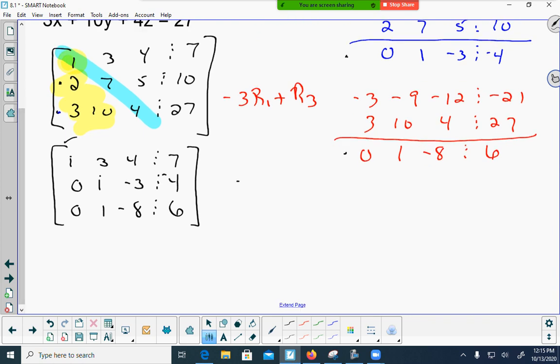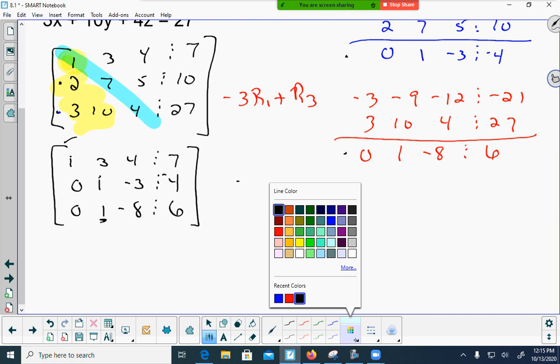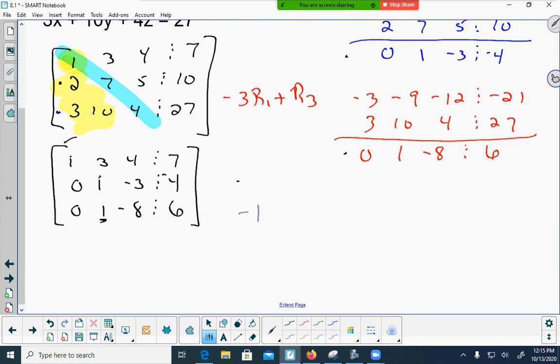All right. So I have this one here, so that makes me happy, yes? I need to make this one here a 0. How am I going to make that one there a 0? Kyle? Yeah, so I'm going to say -1 times row 2, and I'm going to add row 3.